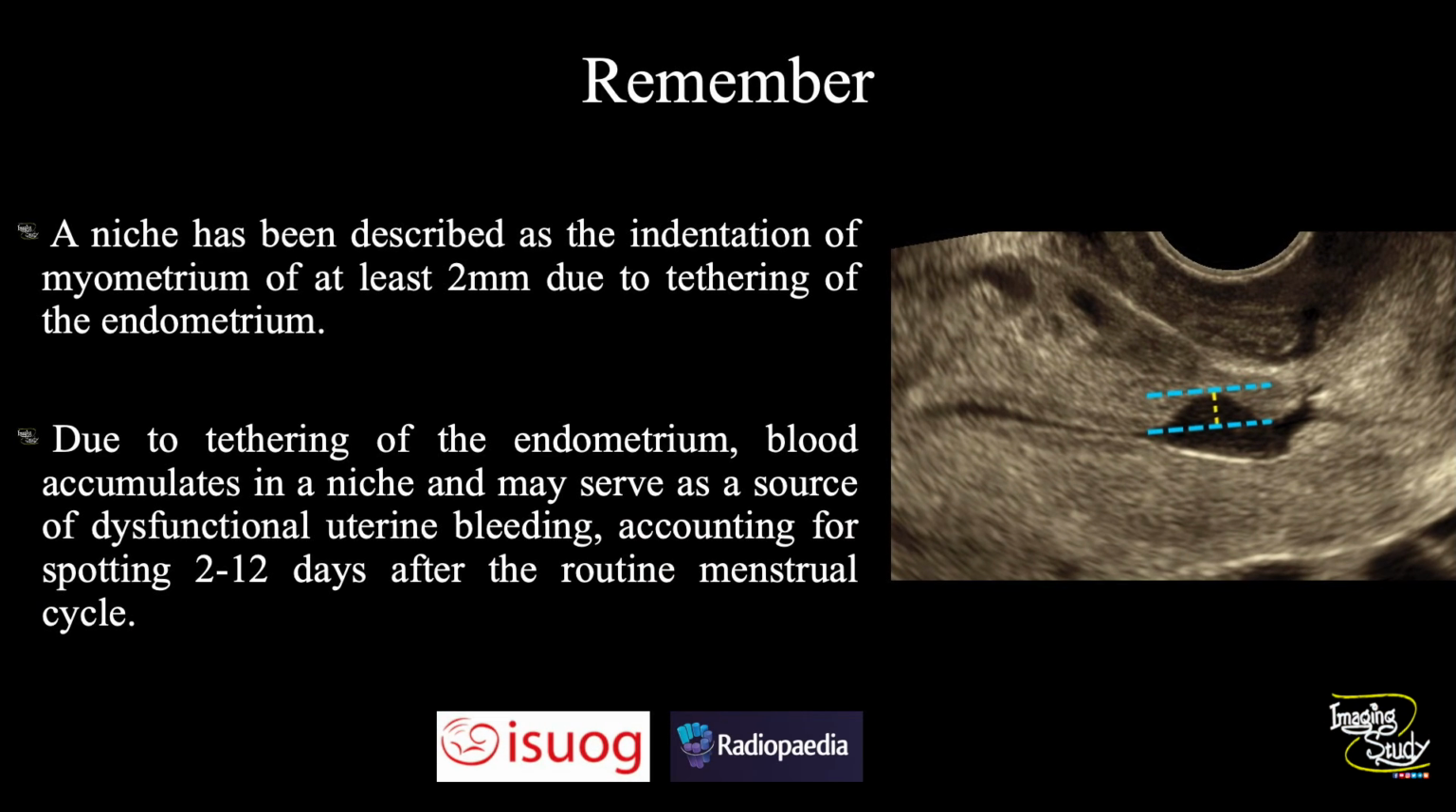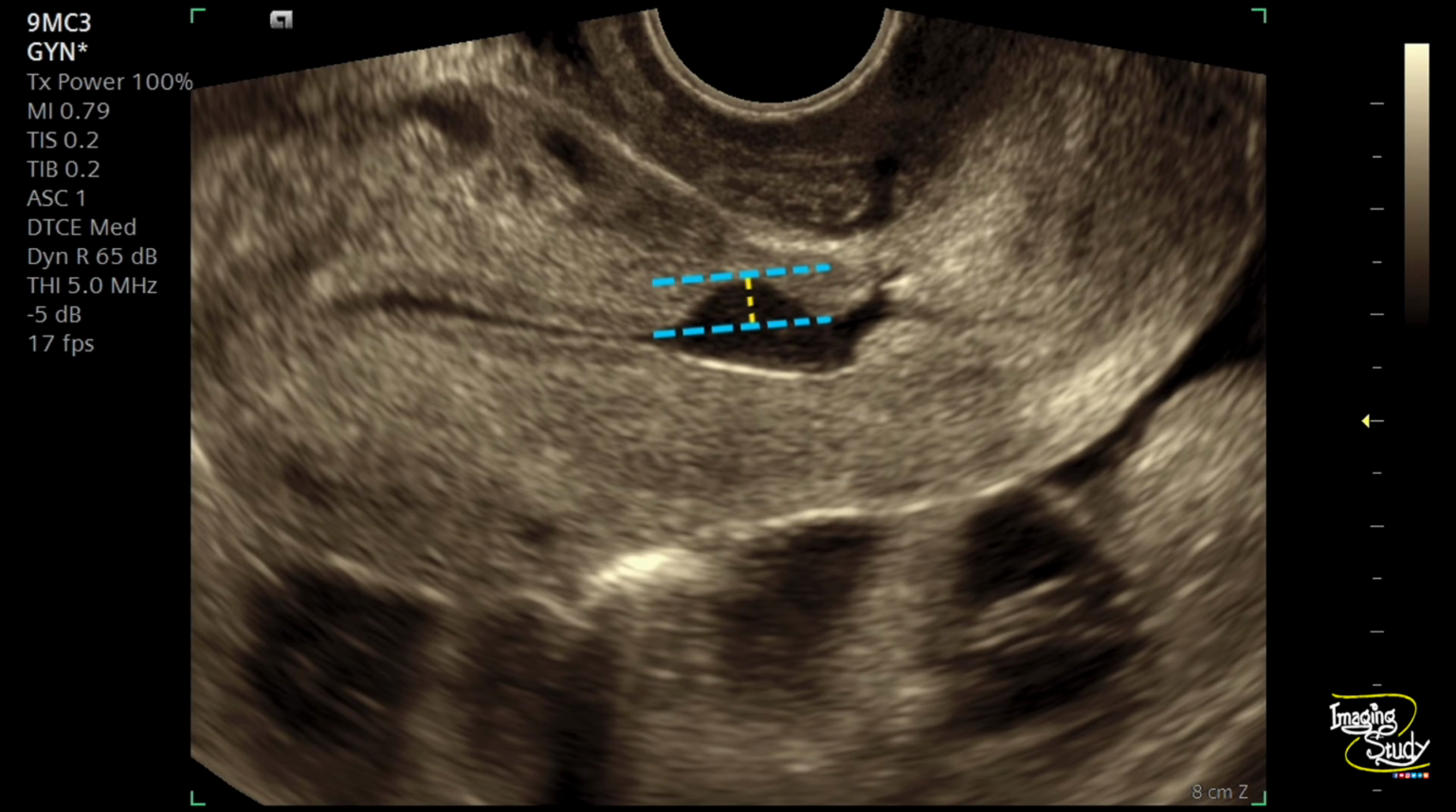Now the take-home message. A niche has been described as the indentation of the myometrium of at least 2 mm due to tethering of the endometrium. So we measure it like this. You can see a line drawn from the regular endometrial margin, and we measure the depth of the anechoic area. So this is the measurement.